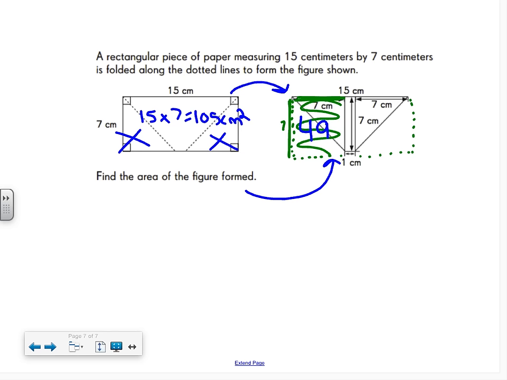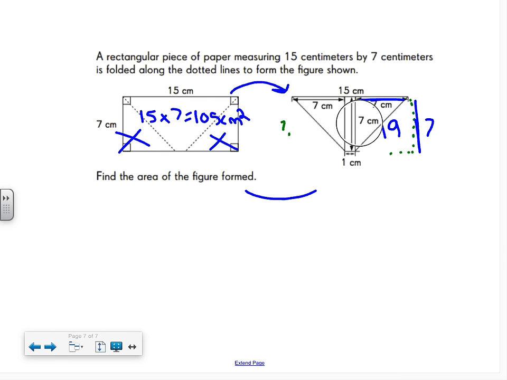And same with over here. If this is 7, then this side going down is also 7. And 7 times 7 is also 49. Do you see how it kind of folded right in half along the dotted line? If they're folding it in half across, then you have to take half of what the original thing was. If this whole thing originally was 49, and you split it in half, you get 24 and a half left over. So this right here is 24 and a half, and this is 24 and a half.